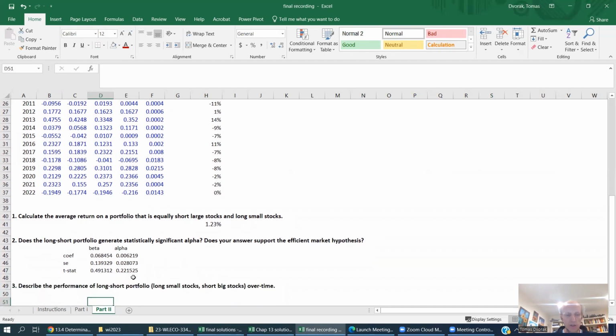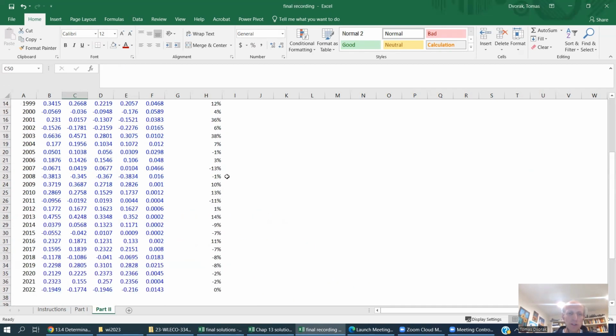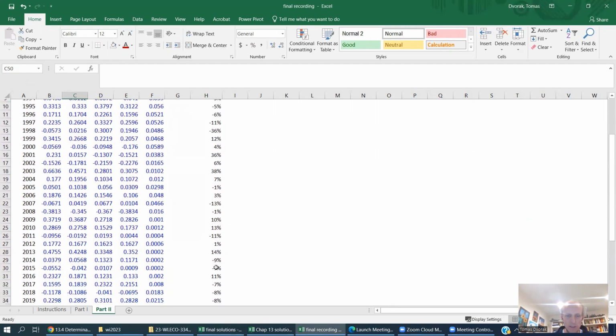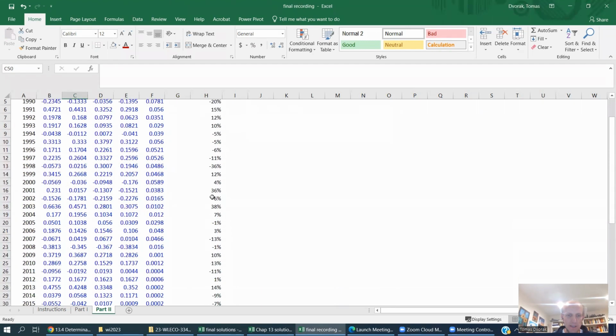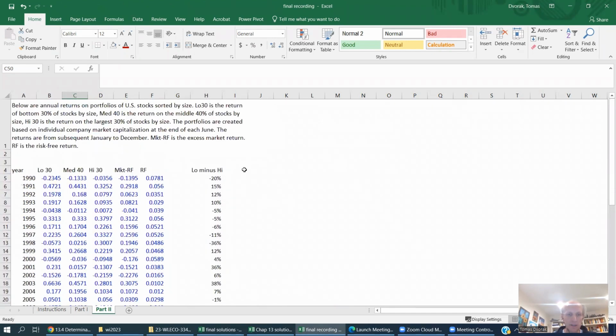Looking at how this strategy performed over time, we could certainly just eyeball these returns. What we did in class earlier, we actually calculated a return on a strategy where we put $1 long into the small stocks, a dollar short of the big stocks, and then accumulated our gains and losses. So we can do that here.